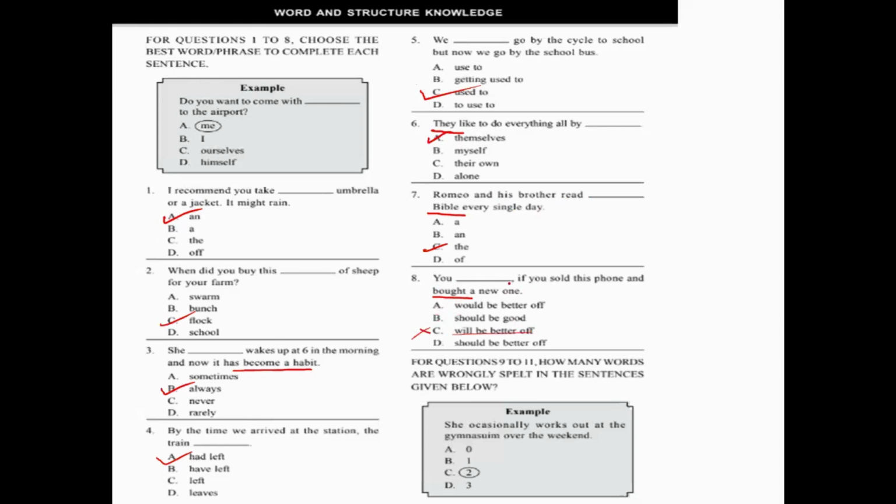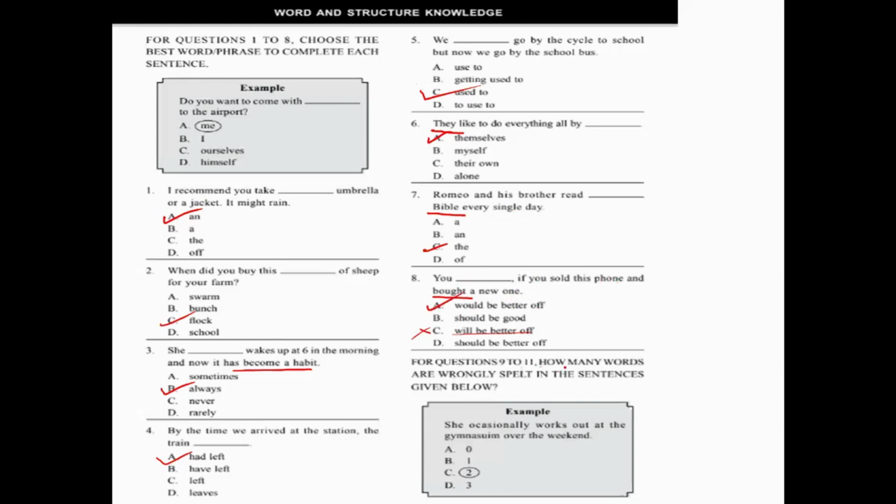Now you dash if, here we have to use the conditional, because here we have two cases, the if clause and the conditional clause. So the correct answer should contain would. Okay, it can't be should. We can't use a modal over here. We have to use the conditional here. So it is, you would be better off if you sold this phone and bought a new one. Okay, so it is option A.